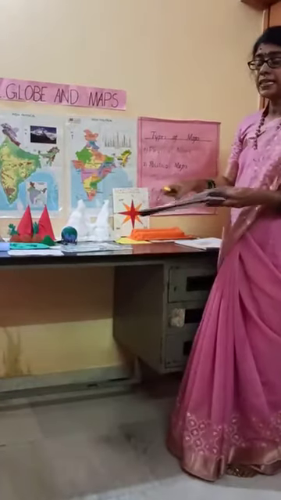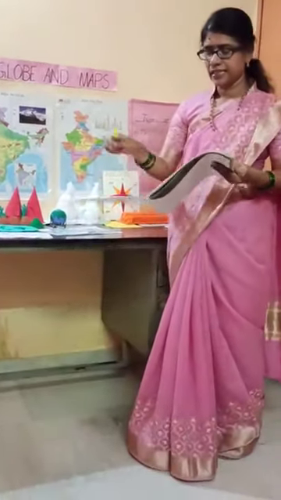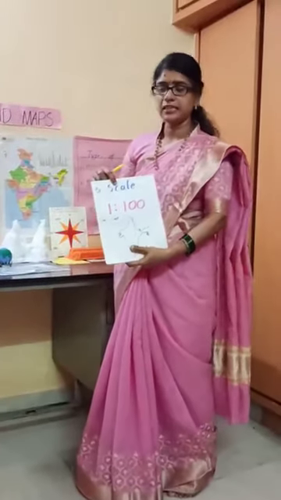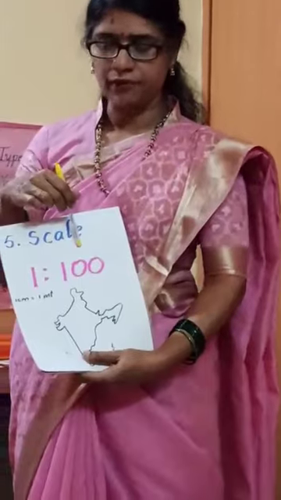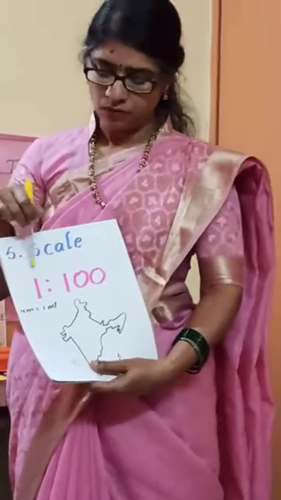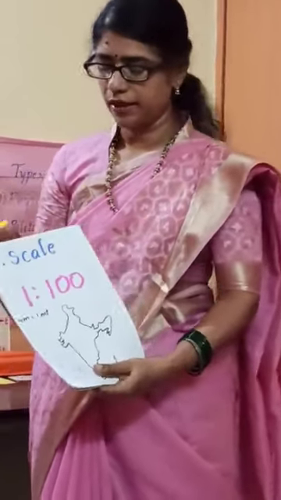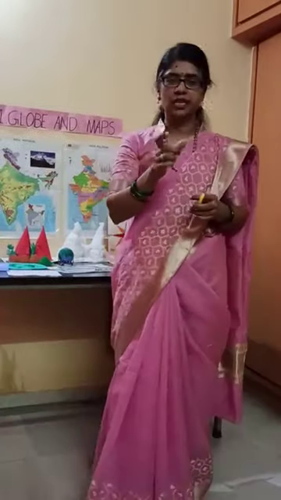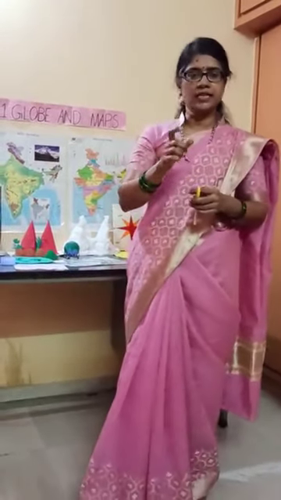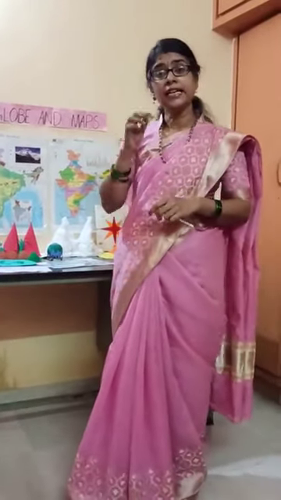The last element is scale. As I said, scale. You might have observed I wrote 1:100. I will tell you why I have written it like this. What is a scale? You are doing mathematics and geometry, and you use a scale daily in your geometry box, isn't it? So, scale means a measuring unit, a measuring device, isn't it? So, why is a scale needed in our map?